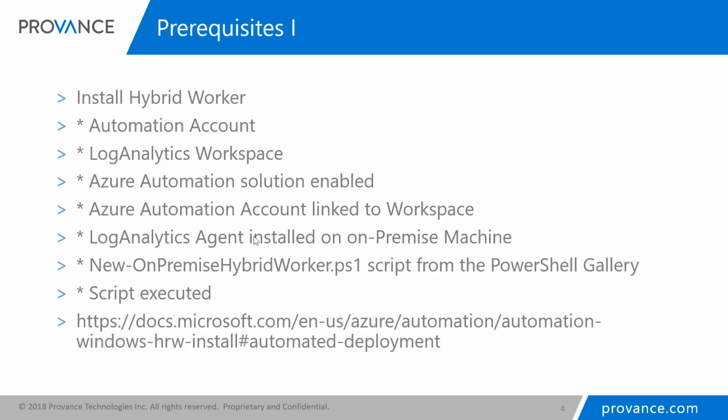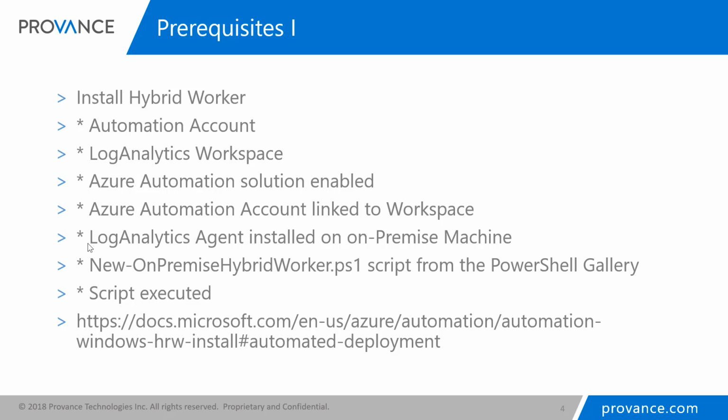So when you want to create that, you need to have a hybrid worker running. Therefore, you need an automation account. You need a Log Analytics workspace. You need this Azure Automation solution enabled inside the Log Analytics workspace. You need the Azure Automation account linked to the workspace. You need the Log Analytics agent installed on the on-premise machine. And you need to have this script executed on the on-prem hybrid worker, hybrid worker PS1 from the PowerShell Gallery. And the link for the script is here.